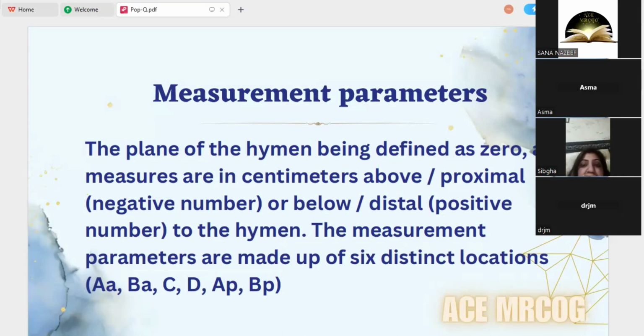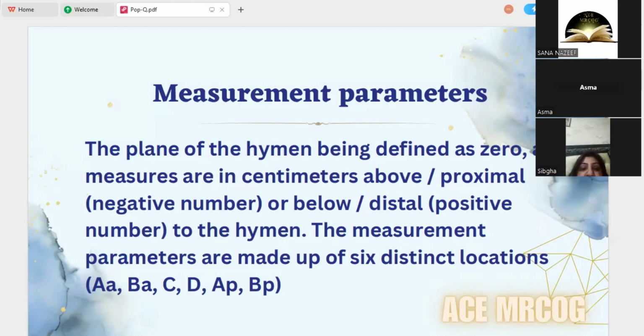We all know that. And we have different points that are Aa, Ba, C, D, Ap, and Bp, and I'm going to explain them to you in a while as well.